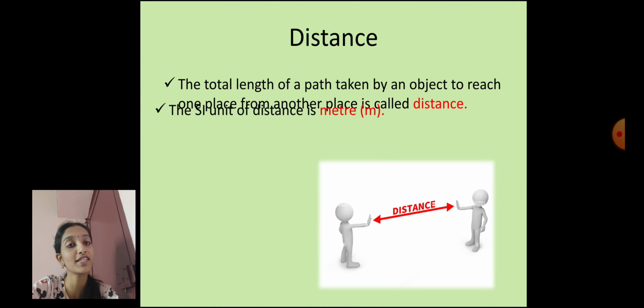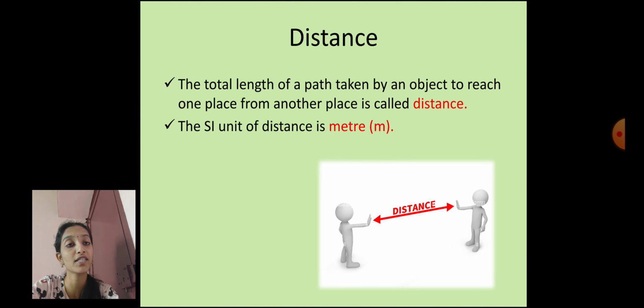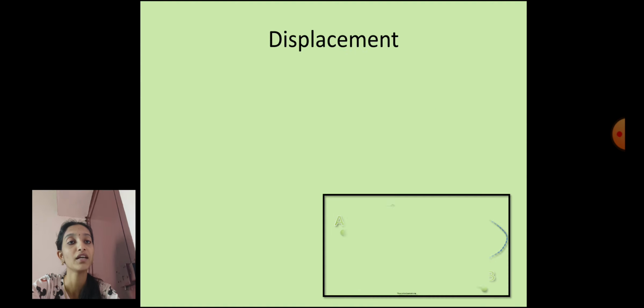The SI unit of distance is meter. We can represent the meter as a small letter m. So next, let's see the displacement.